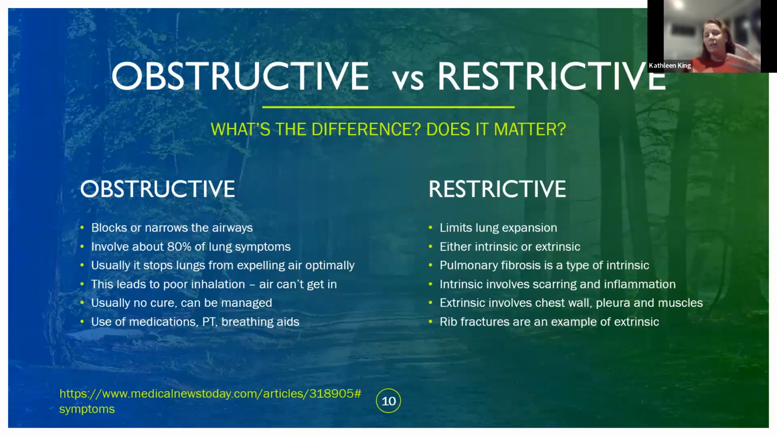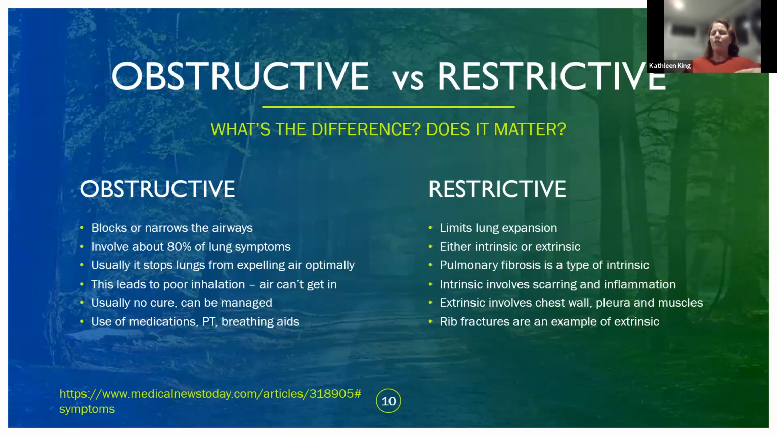Restrictive lung disease, these are chronic diseases, or they could be acute diseases like a rib fracture. You're in a car accident, you break 3 or 4 ribs. You're not going to take deep breaths. You have restrictive lung issues. Pulmonary fibrosis, that's a stiffening of your lungs. Once your lungs get stiff, you're not going to be able to fix that. That's an intrinsic restrictive issue. It involves scarring and inflammation that's not going to go away.